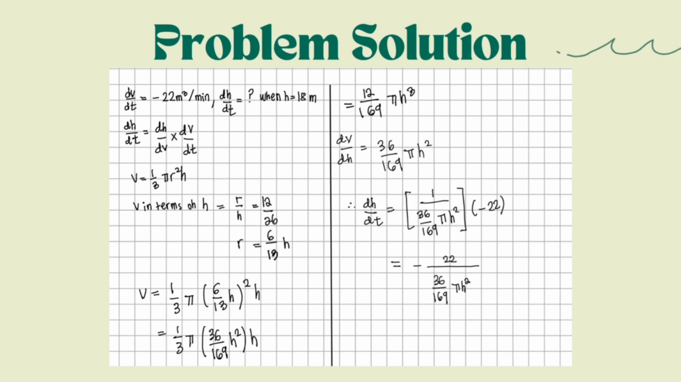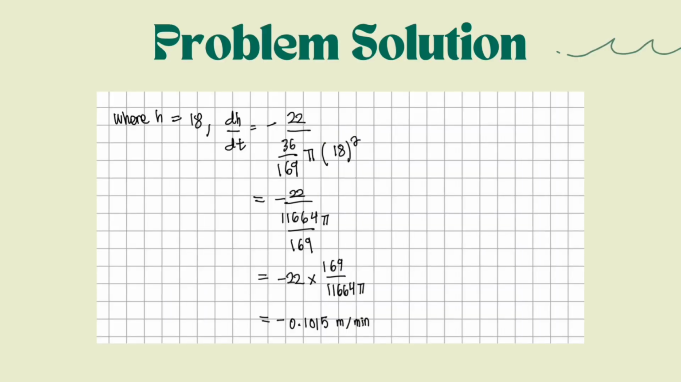We can also get to the solution by using the formula of the cone. We need to use the cone formula in order to get the R value. So, change the formula so that the V is in terms of H. After that, substitute the value of R into the cone formula and we get 12 over 169 pi H cubed. After that, we need to search for dH over dt by using the previous method.